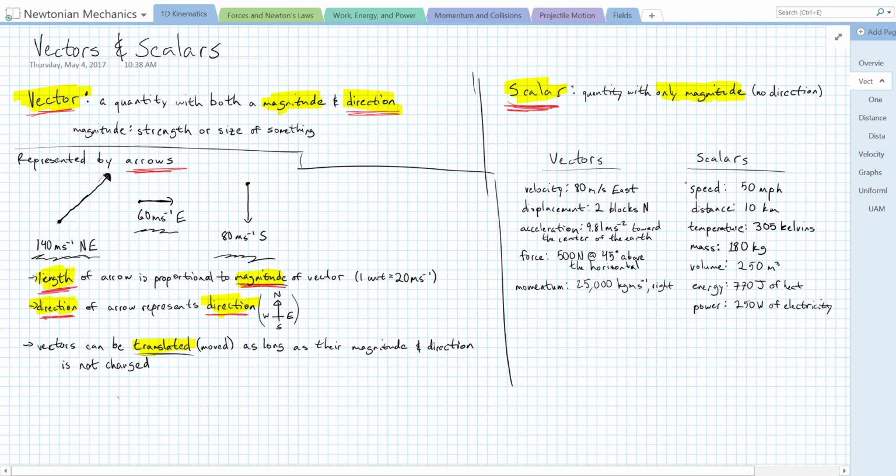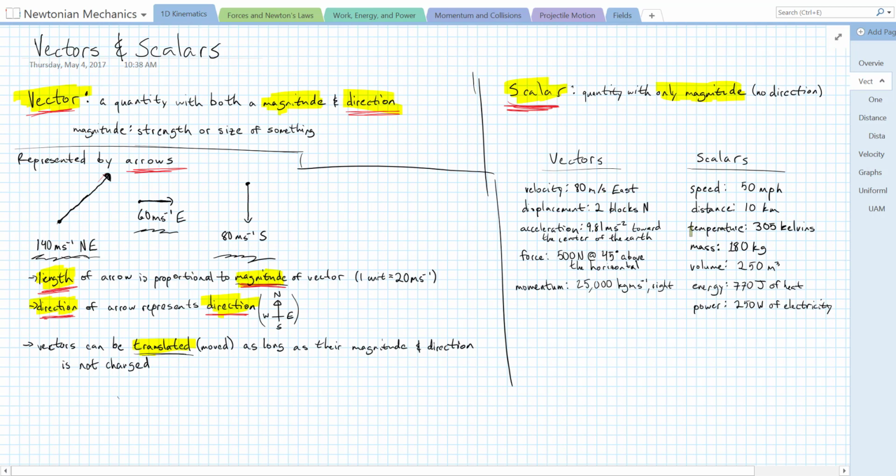And here are a few examples of different vectors and scalars. Speed is a scalar. It's how fast you're going, but not the direction. Velocity is a vector. It's how fast you're going and the direction. Distance is a scalar. 10 kilometers tells you the distance that you traveled, the length of the path, but it doesn't have a direction. Displacement is a vector, 2 blocks to the north. How far you've gone and in what direction.